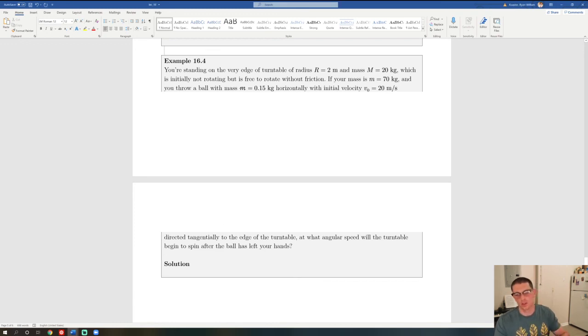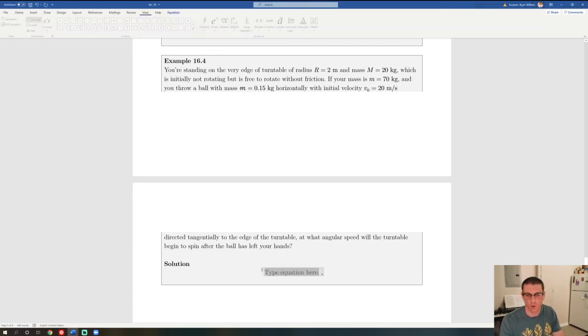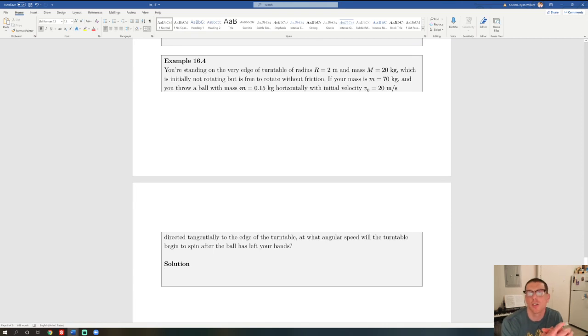Okay, so let's do this. Well, let me read the problem first. You're standing on the very edge of a turntable of radius R equals 2 meters, and the turntable has a mass of 20 kilograms. So this could be similar to what the guy was standing on in the video.